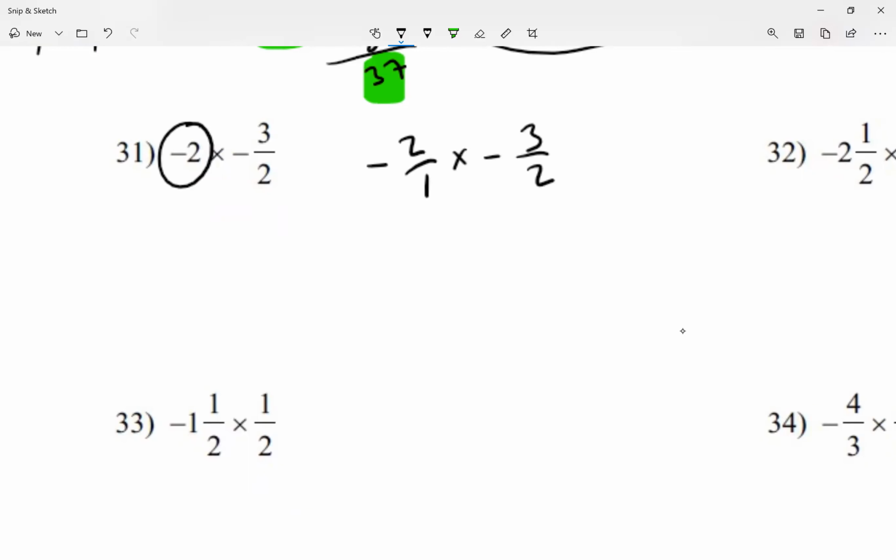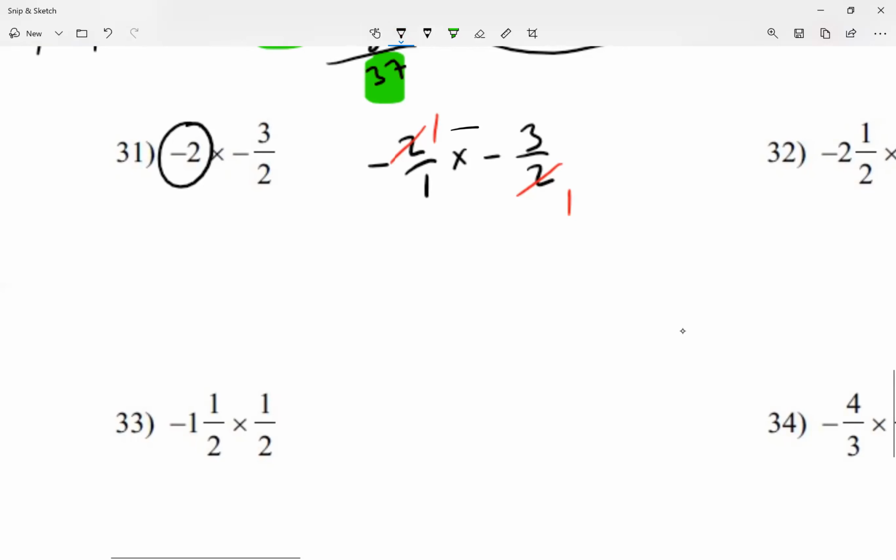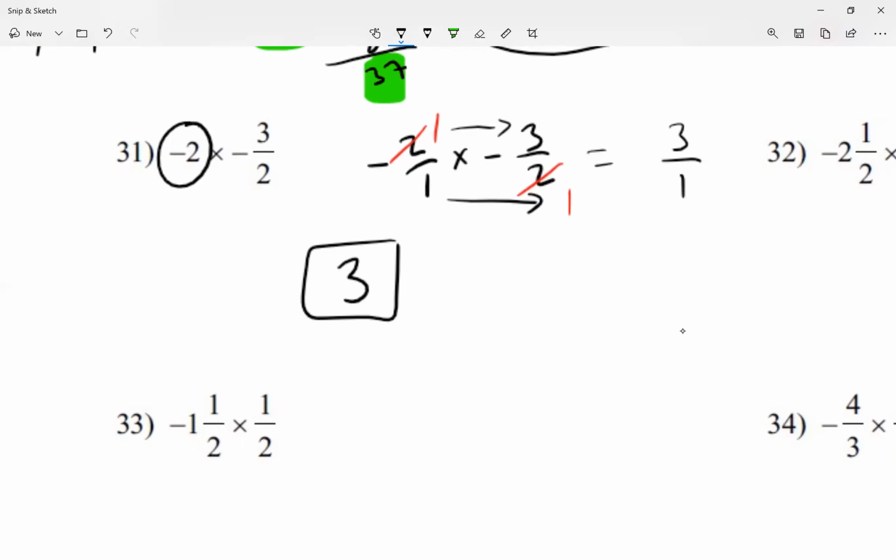Now simplifying means I'm going to choose a number from the top, a number from the bottom, and I'm going to divide them by the same thing. I'm going to choose these numbers. Let me divide each by 2. So this is 1, this is 1. Now I'm going to multiply straight across. 1 times 3 is 3. 1 times 1 is 1. Negative times a negative is positive. So 3 over 1. Anything over 1 is not a fraction anymore. So my answer is just 3.